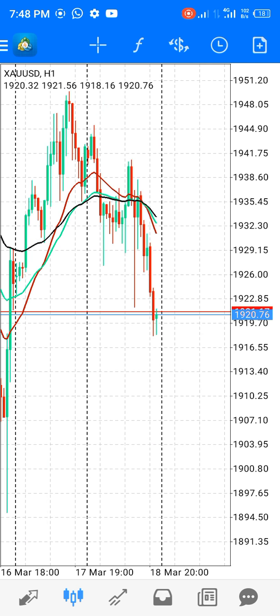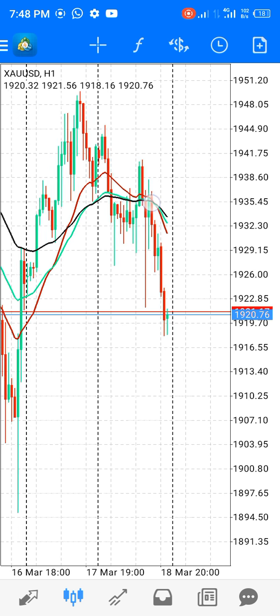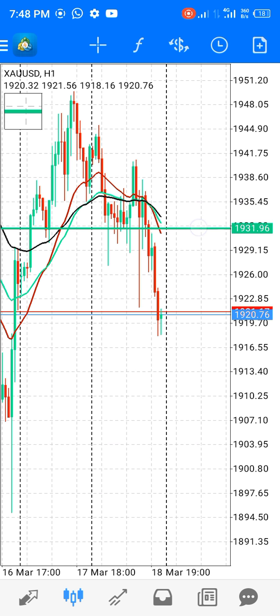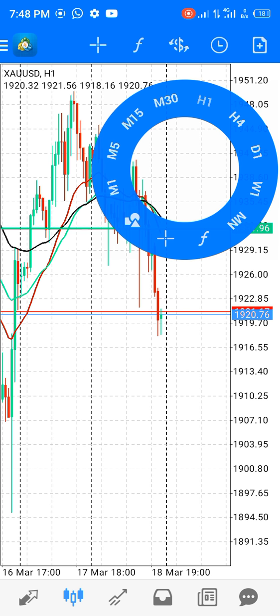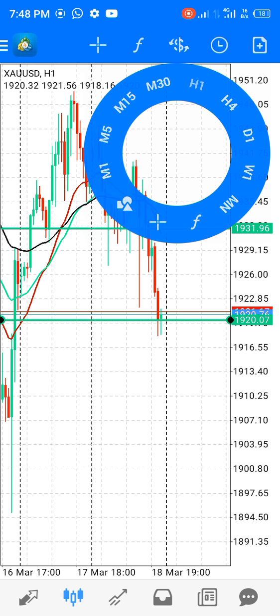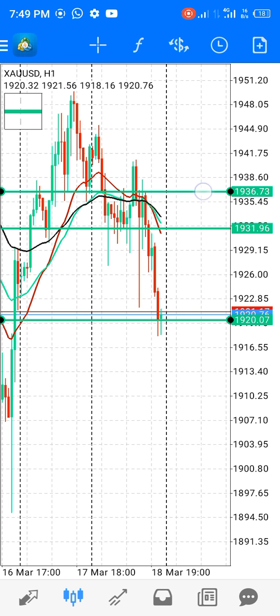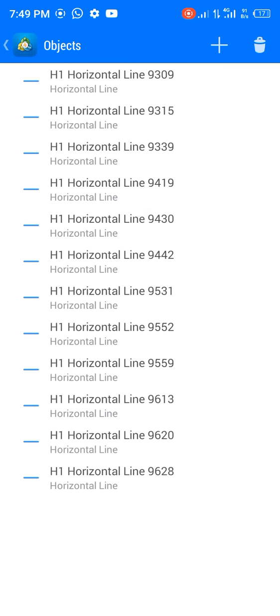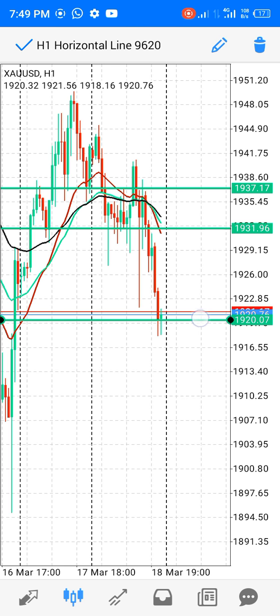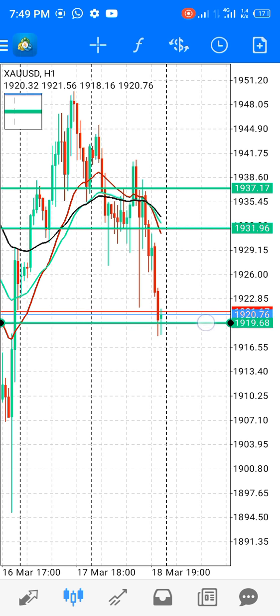Let's go to gold. Gold has crossed over. You can see the crossover here. You wait for price to come back to this zone, which is the moving average. Then you take your sell there, at 1931. Then you put your stop loss a few pips above the black moving average. Then you take your profit at this point.